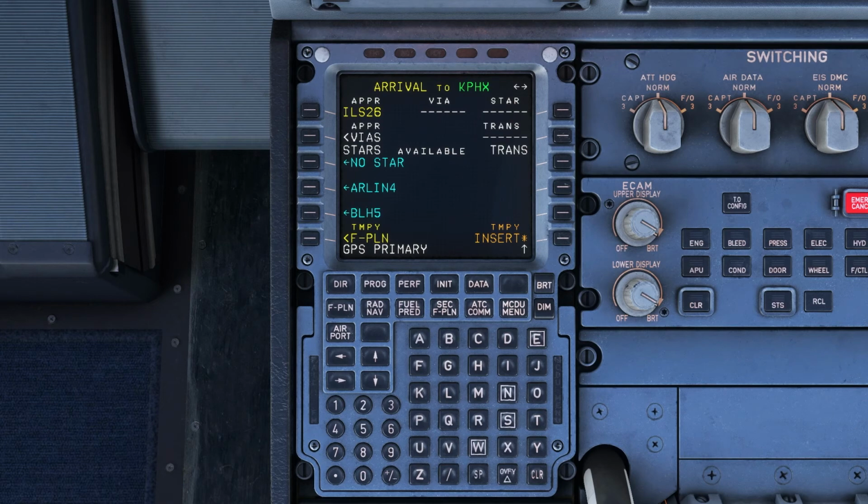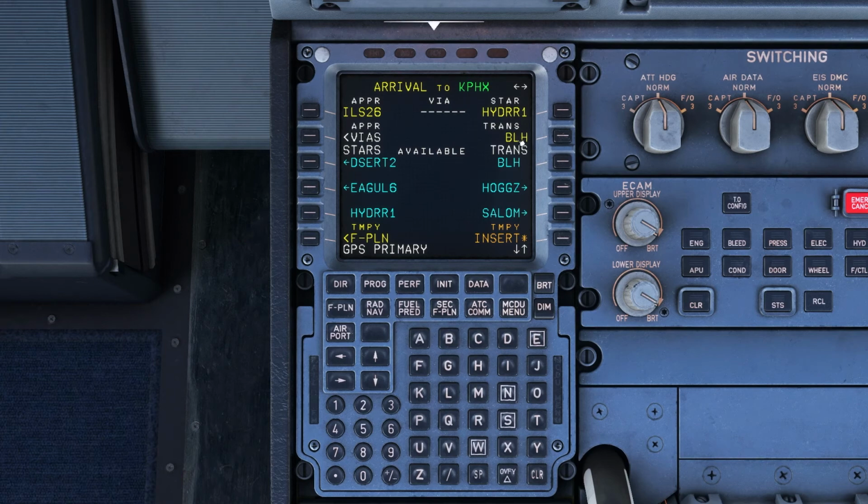And now we need to choose the arrival. Now don't get confused by BLH5 versus Hyder 1. BLH5 is a different arrival. We need Hyder 1. So you scroll until you find Hyder 1. There it is. So we're going to get to ILS 26 via Hyder 1 arrival with the BLH transition.